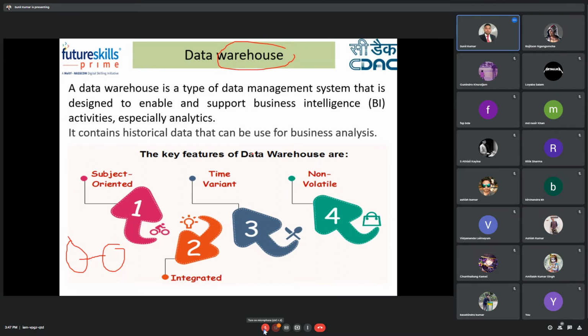So basically the main purpose of the data warehouse is to do the database management, and to fetch the historical data from the storage to perform the analytics, right? Analytics means the analysis of any fact.